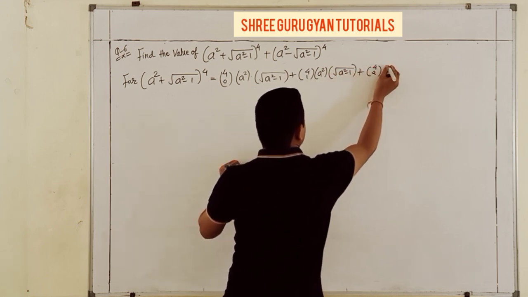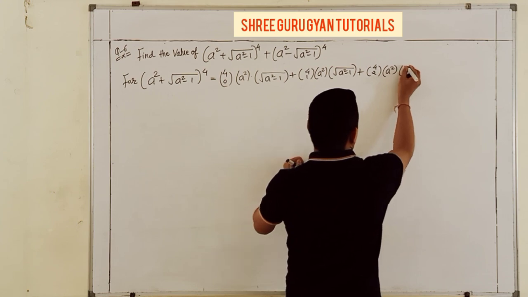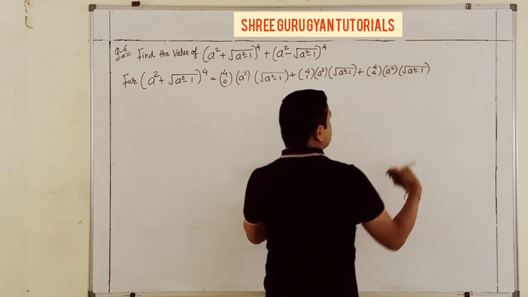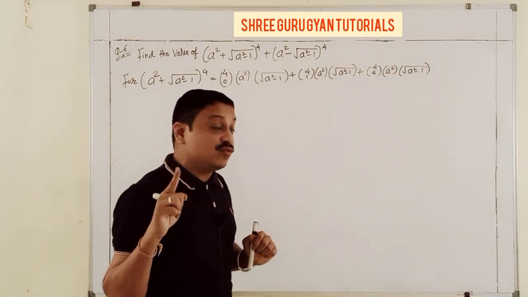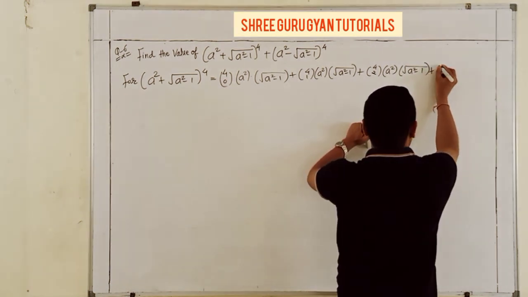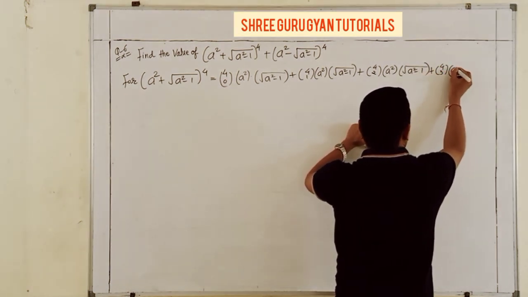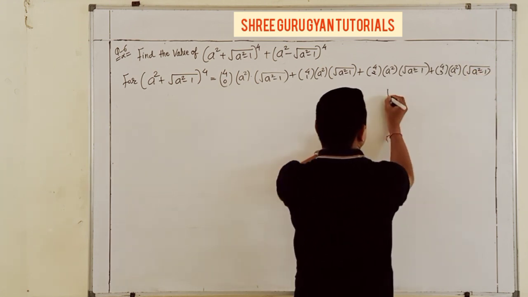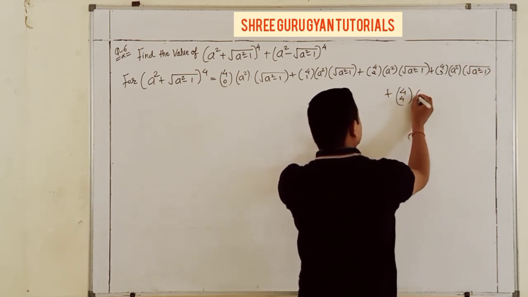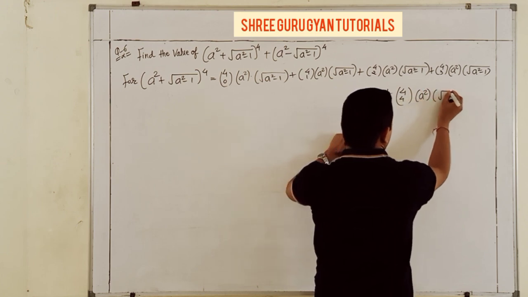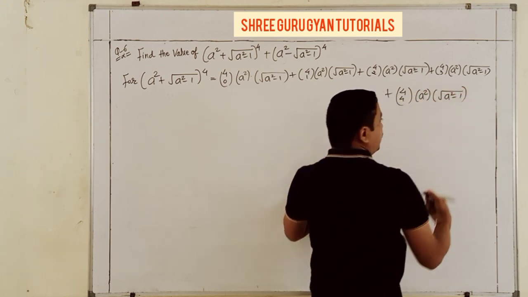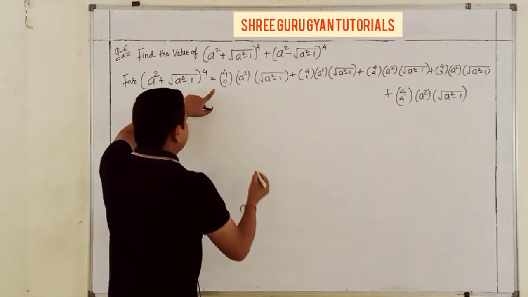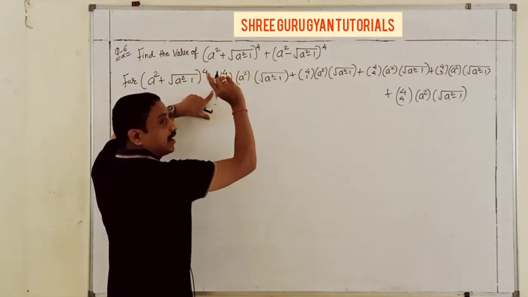Same 4c2, up to we write down 4c4. Next 4c3, and last 4c4. Now internal put it power ready. Here power ready. Here either here any one place.